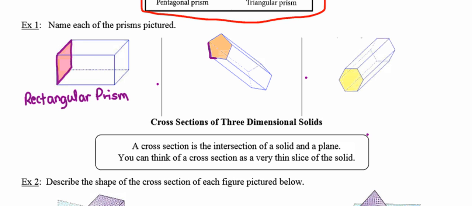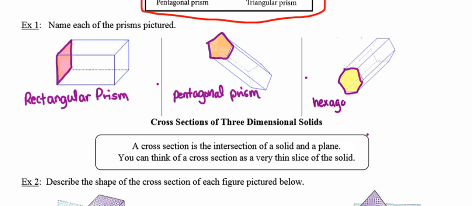The base in this picture is in the shape of a 5-sided polygon, in the shape of a pentagon. So this would be a pentagonal prism. And the base in this last example is in the shape of a 6-sided polygon or in the shape of a hexagon. This is going to be a hexagonal prism.